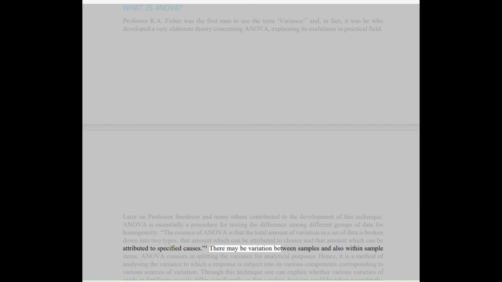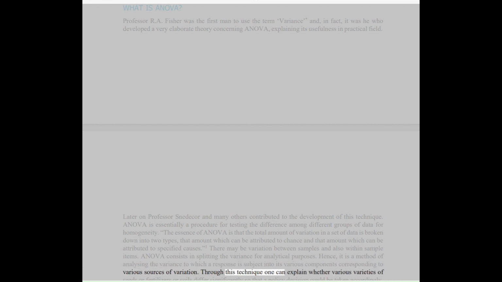There may be variation between samples and also within sample items. ANOVA consists in splitting the variance for analytical purposes. Hence, it is a method of analyzing the variance to which a response is subject into its various components corresponding to various sources of variation.